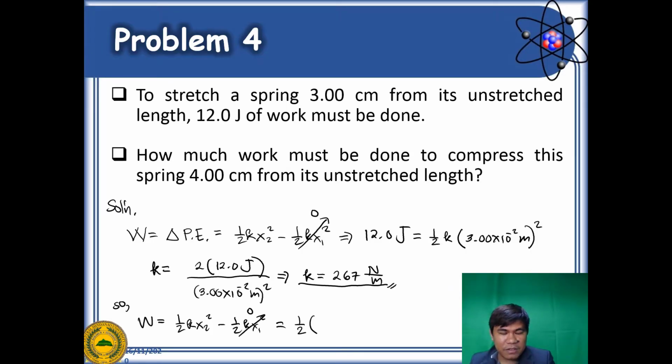So we now have the value of the spring constant. That's just equal to 267 Newton per meter. And the compressing distance is equal to 4 centimeters, squared. Now when you solve for that, that gives you 21.36 joules. So that's the final answer.